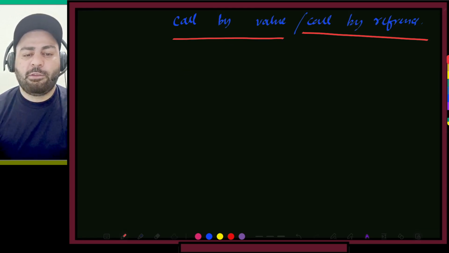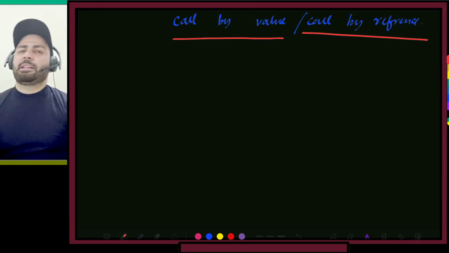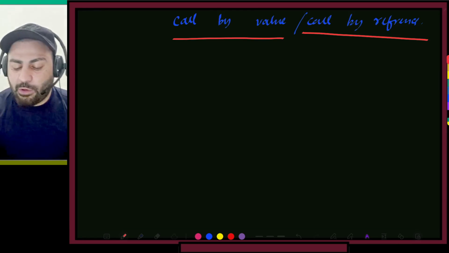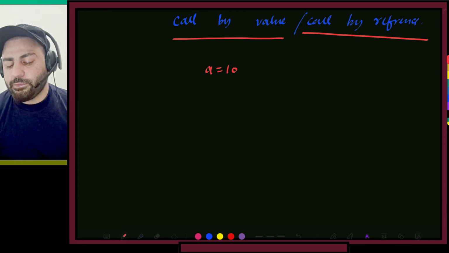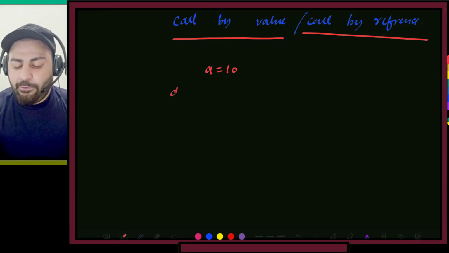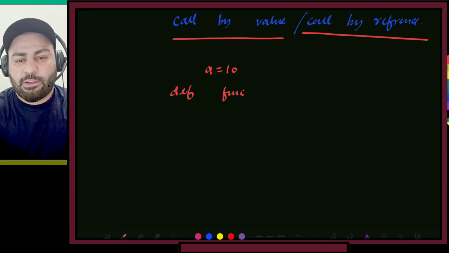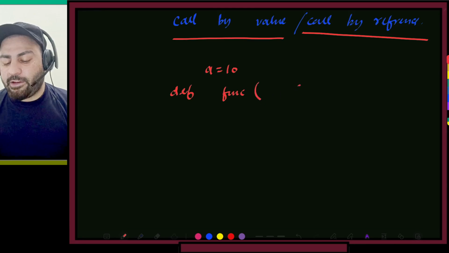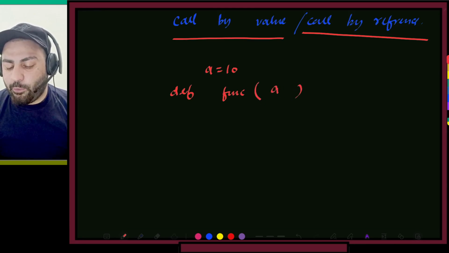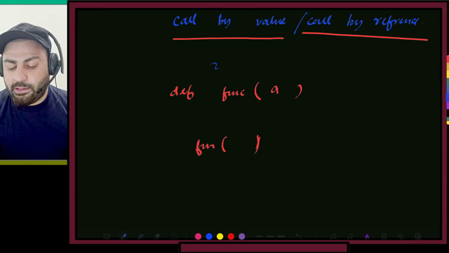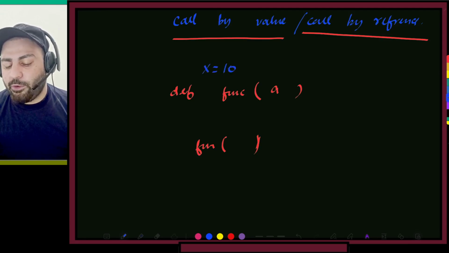First we'll deal with call by value, where you just give the value. Let's suppose you have a = 10. If you have a definition of some function, VS Code is not visible, right? You have a function that takes some parameter, let's suppose a, and you call this function with some variable. Let's call this variable x, so that it becomes de-anonymized. x is equal to 10, and you call the function with x.